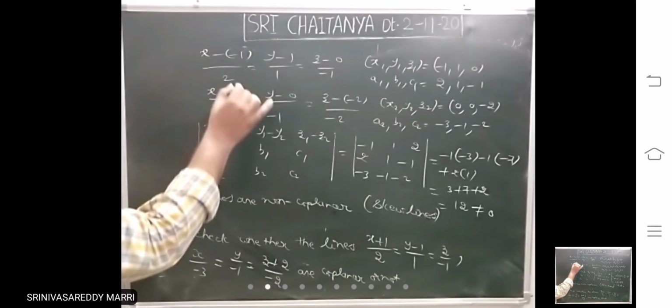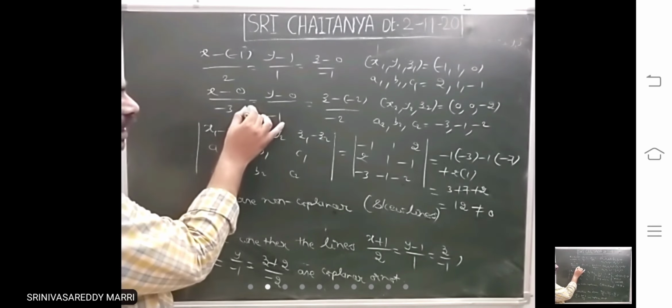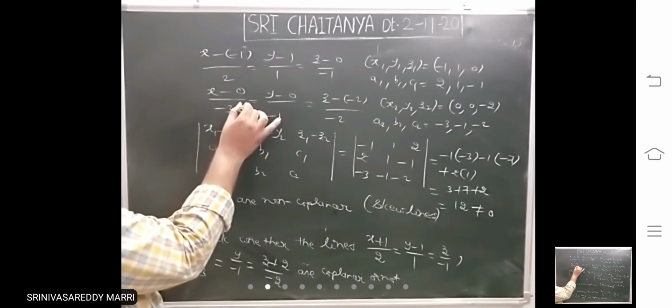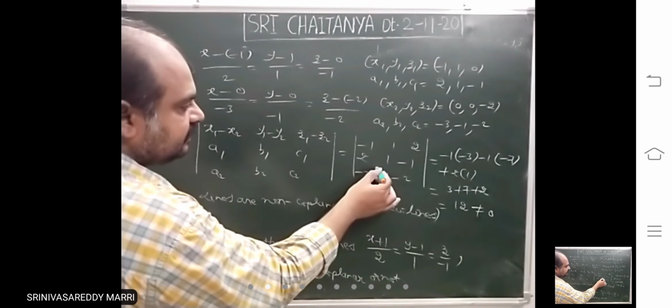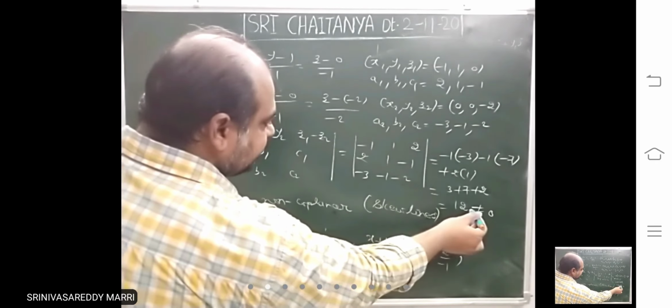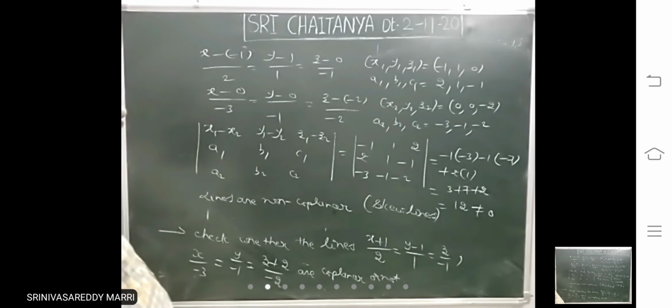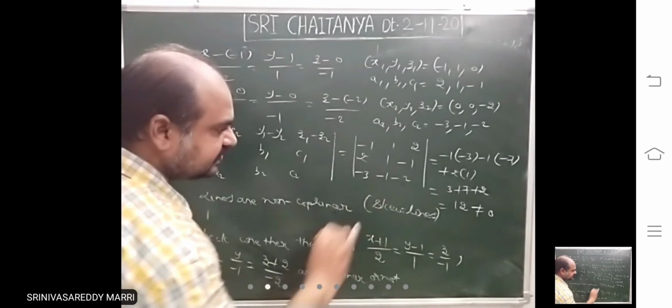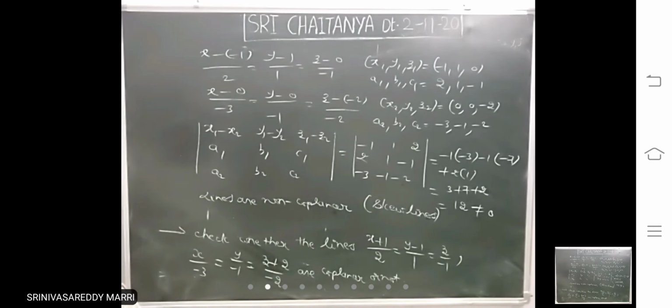Two lines will be given. They will ask whether they are skew or not. Calculate the determinant. If it is not equal to 0, they are skew lines. If it is equal to 0, then they are not skew lines, they are coplanar lines.